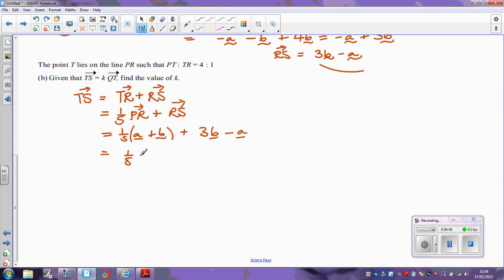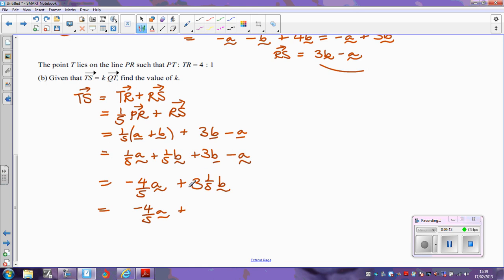Well, that's the same as 1/5 A plus 1/5 B plus 3B minus A. So let's tidy that up a bit. 1/5 A minus A. Well, if I do 1/5 take away 1, that's minus 4/5 A, and then I'm adding 3 and 1/5. Let's worry about that in a minute. 3 and 1/5 B. So that's the same as minus 4/5 A plus, and I'm just going to write that as a top-heavy fraction. 3 times 5 is 15, plus 1, well, that's 16/5 B. So let's just have a recap of where we are now.